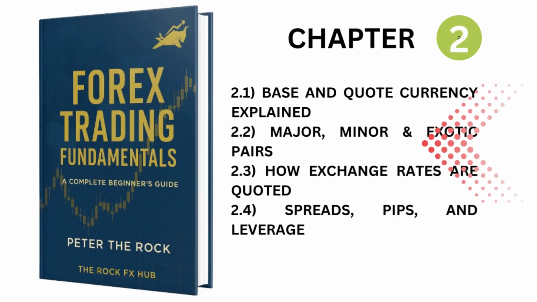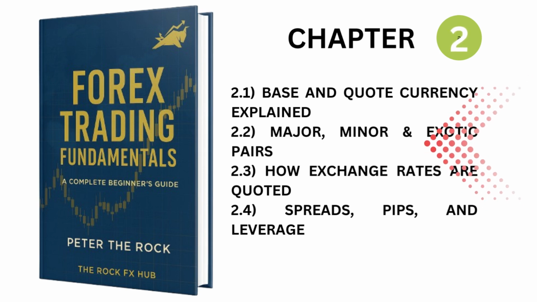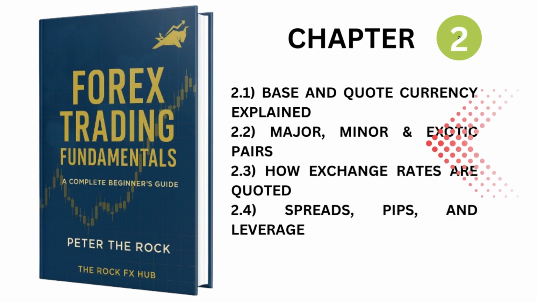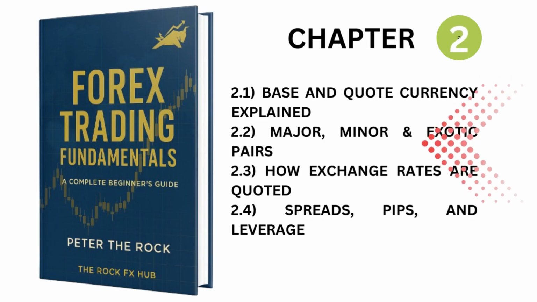Section 2.1: Base and Quote Currency Explained. We'll break down what those two sides of every pair mean, how exchange rates are calculated, and how profit or loss is measured. Section 2.2: Major, Minor, and Exotic Pairs. You will learn how different currency groups behave, which pairs are best for beginners, and why liquidity matters so much to your cost and success rate.